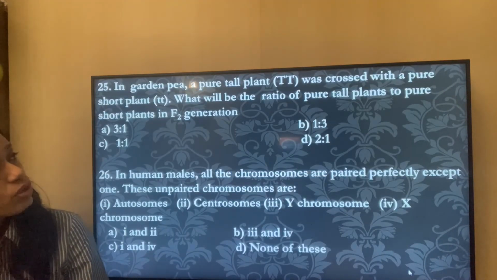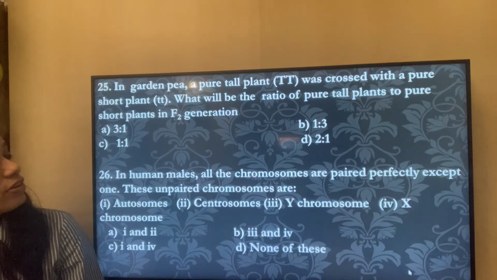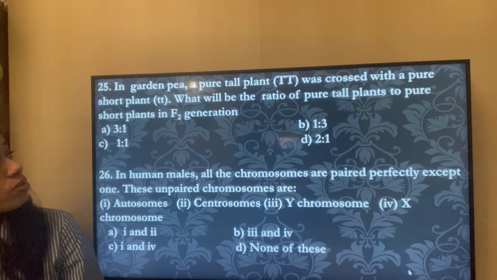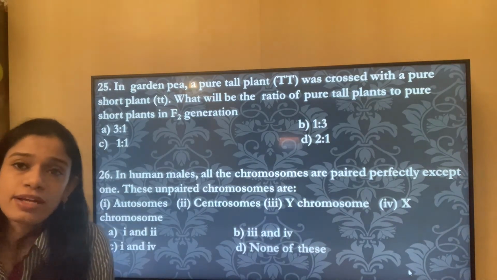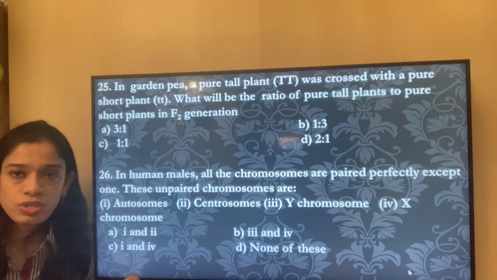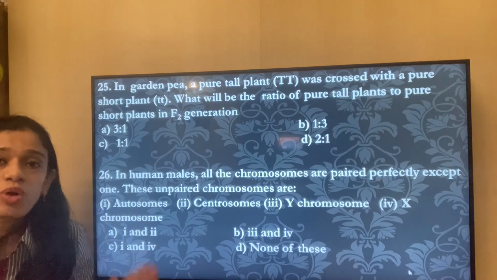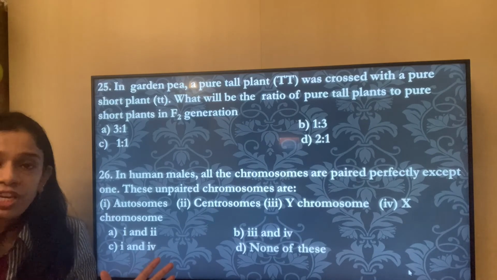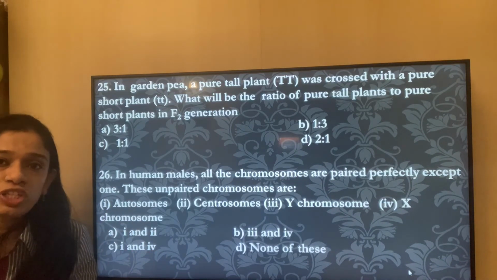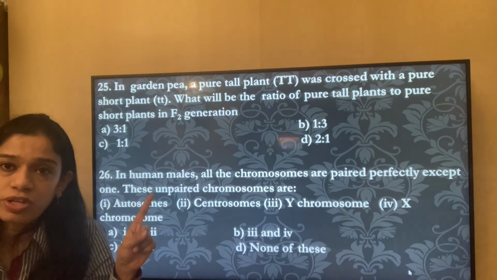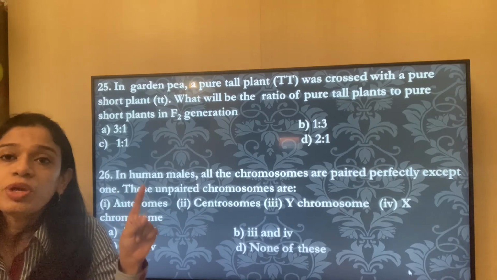In a garden, a pure tall plant was crossed with a pure short plant. What will be the ratio of pure tall plants to pure short plants in the F2 generation? Now they are telling it is a monohybrid cross. Okay, monohybrid cross has been done. Now there are capital T, small t. If you make a checkerboard out of it, what do we get? They are telling pure short and pure tall, so we have to consider the genotypic ratio.